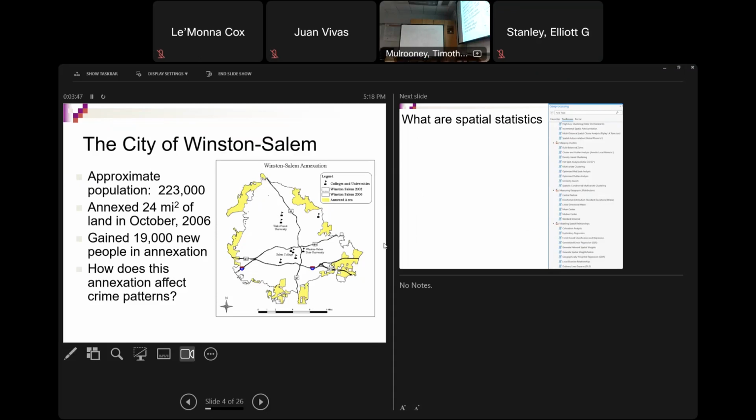The city of Winston-Salem annexed about 19,000 new people. You can see these areas in yellow were the areas that were annexed in 2006, I think it was. So you can see the boundaries in 2005 and the boundaries in 2007. A major challenge is that in these yellow areas, they didn't collect crime data previously, but then all of a sudden they started collecting crime data. So when someone in these yellow areas calls 911, Durham Police Department instead of Forsyth County Sheriff's Department shows up. They use entirely different reporting systems and all those other things for Forsyth County as well.